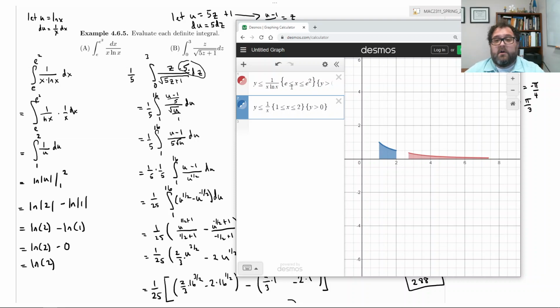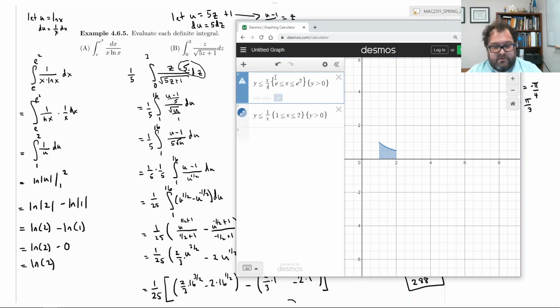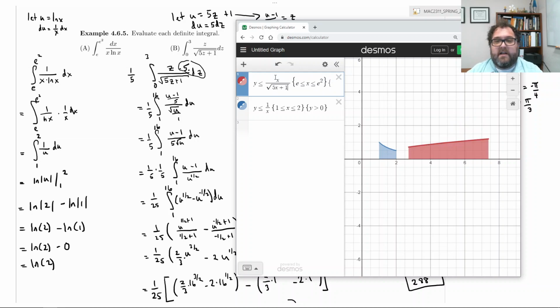Let's look at the middle one. We have, let's see, we're going to translate to x's instead of z's. So it's x over the square root of 5x plus 1. Now, we were concerned from 0 to 3. So that's the original function that we were focused on with example B. Again, a weird shape. Geometry not going to help us, so we're stuck with calculus.